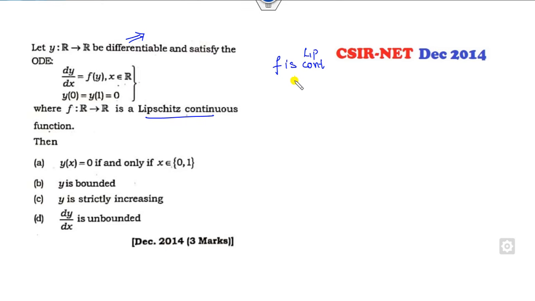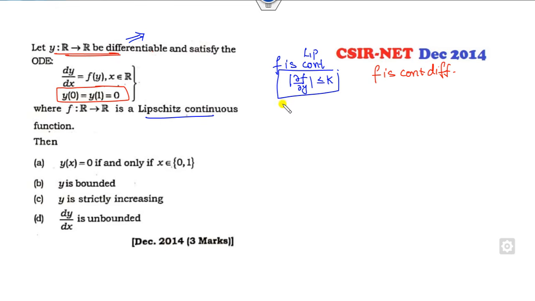Fine. What is the meaning of that? This partial derivative is bounded. So what this means: f is a continuously differentiable function, and y is differentiable such that this condition holds. So what is given to you? y is differentiable and y of 0, y of 1 is 0. What does it mean? y of x is 0 for all x.